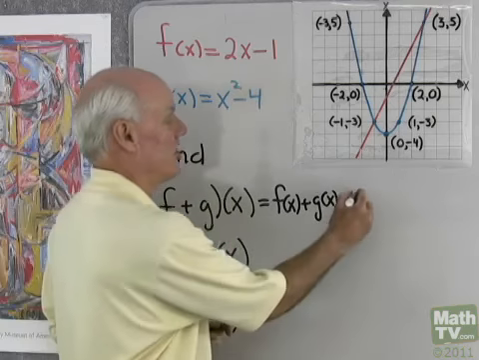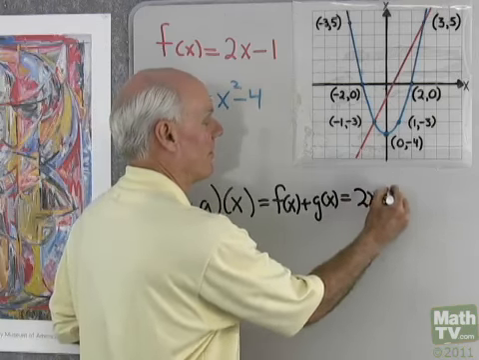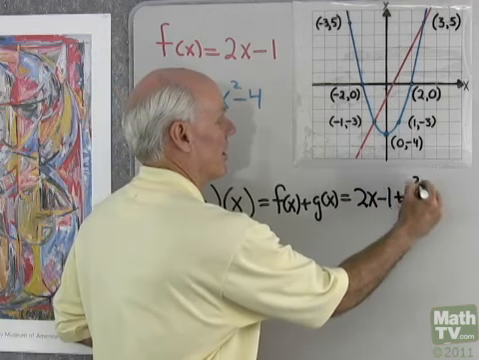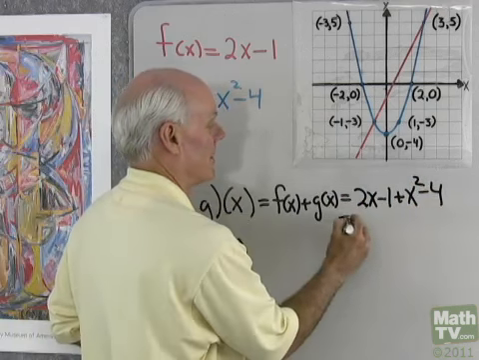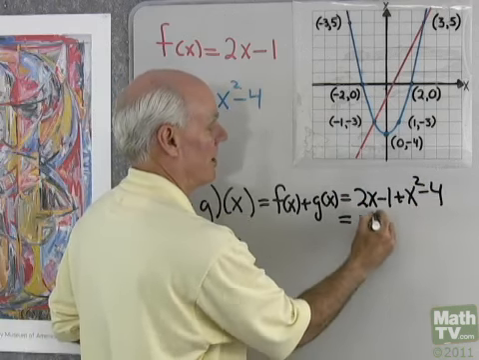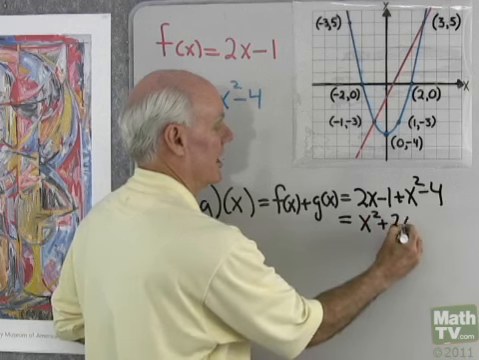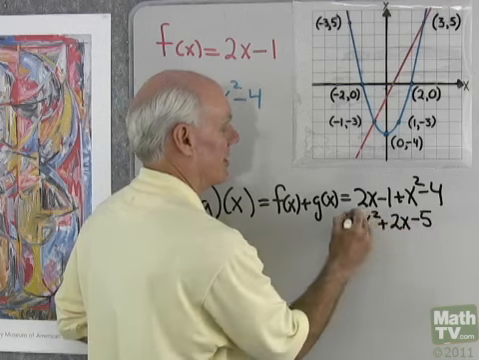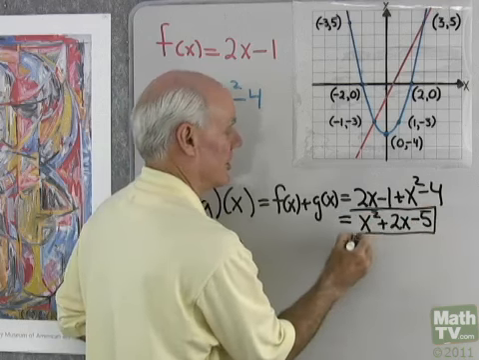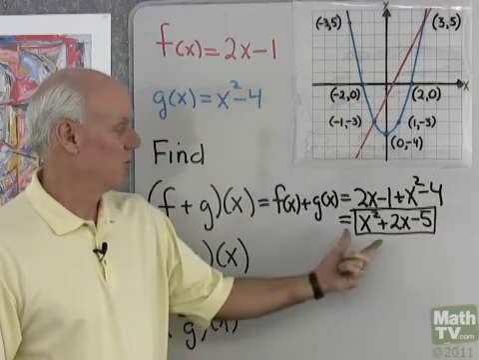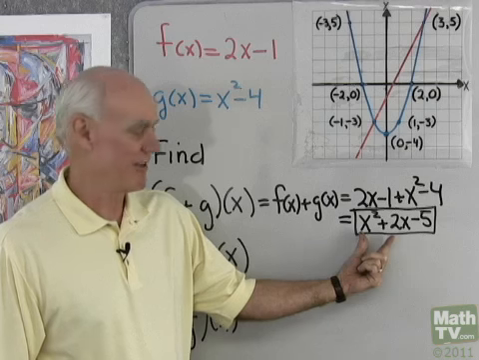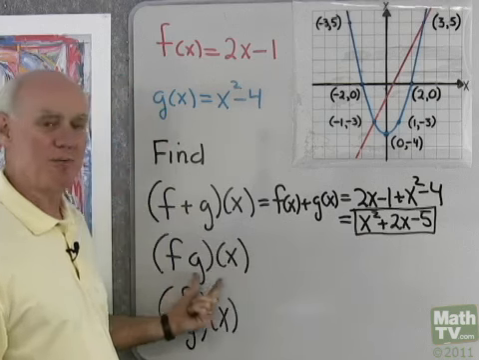So that's going to be 2x minus 1 plus x squared minus 4. So that will be what? x squared plus 2x minus 5. So there's my new function, f plus g of x. That's the rule that assigns values of y to values of x. Okay, how about f times g of x?